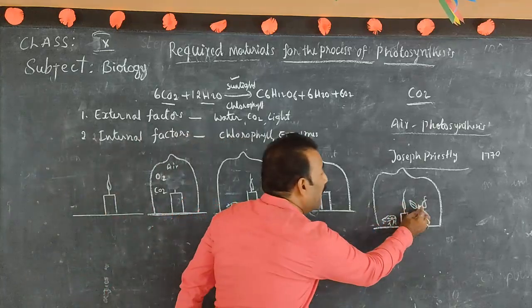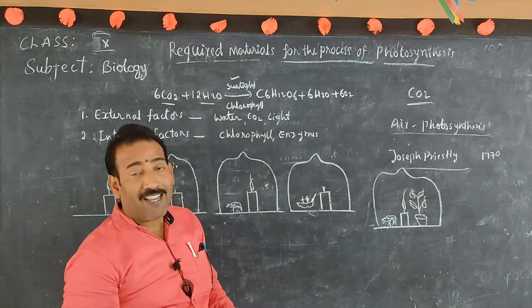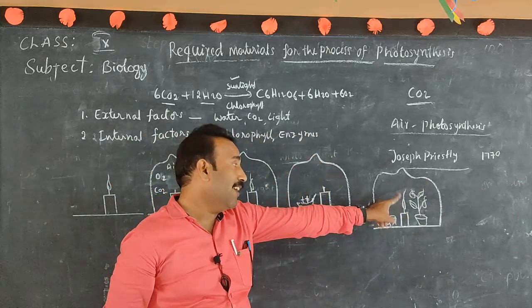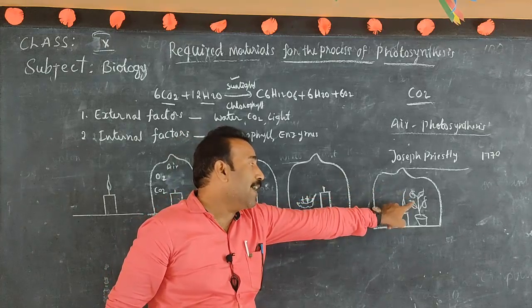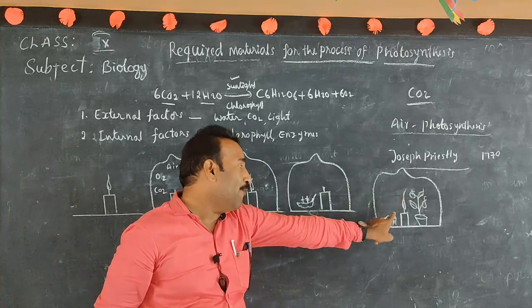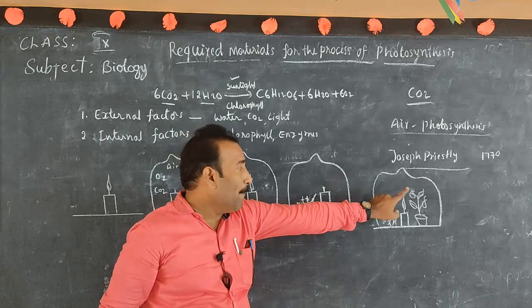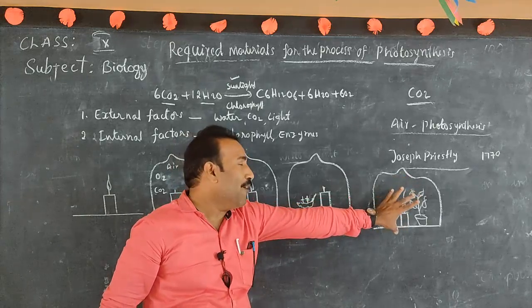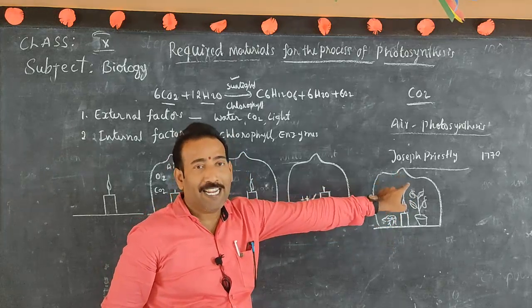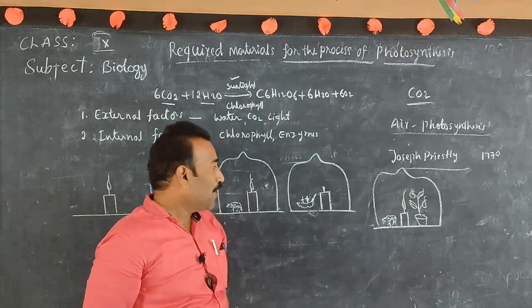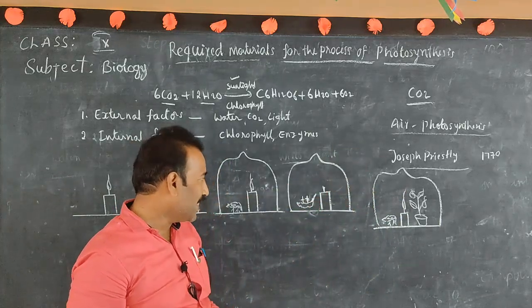Why? This mint plant is restoring the air present inside the glass jar. That means the mint plant releases the oxygen required for the breathing of the rat and burning of the candle, and the mint plant removes the carbon dioxide produced by the breathing of the rat and burning of the candle. In this way, he found that air is essential for photosynthesis.